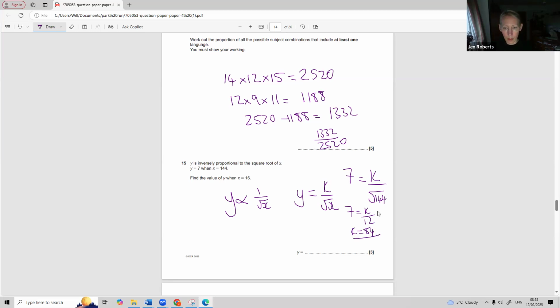So in our equation, we can replace our k with 84. So we know that y is equal to 84 over root x. We want to find the value of y when x is 16, sorry. So y is equal to 84 over root 16. So y is 21.